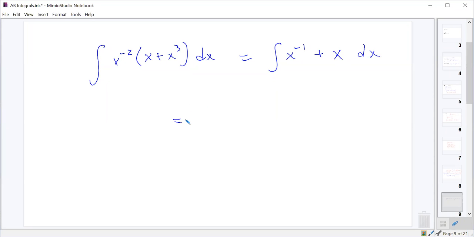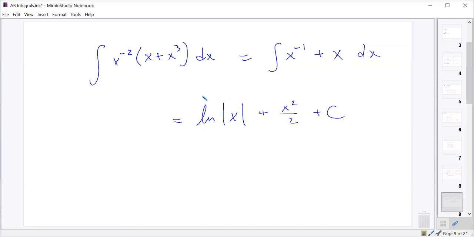And what would that integral be? Natural log of the absolute value of x, and then plus x squared over 2 plus a constant. All right. Everybody good or no? Okay. Cool. So why does it become an absolute value of x?